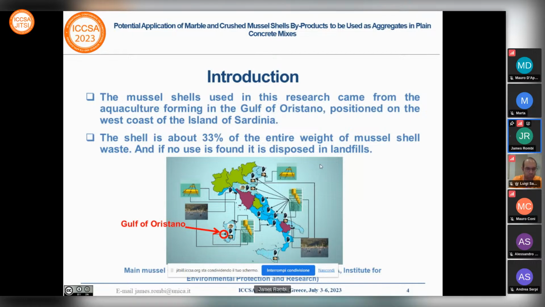It has been estimated that there are 1 million tons of byproducts due to the production and commercialization of mussel shells. In this research, the mussel shells that we used derived from the Gulf of Oristano, positioned on the west coast of the island of Sardinia in Italy. Here in this picture we can see the mussel shell production. This data derives from the Italian Institute for Environmental Protection and Research.